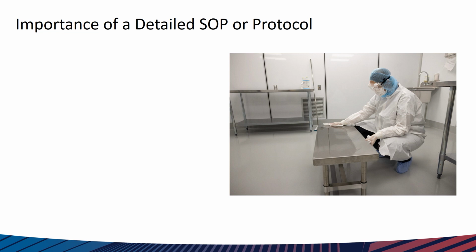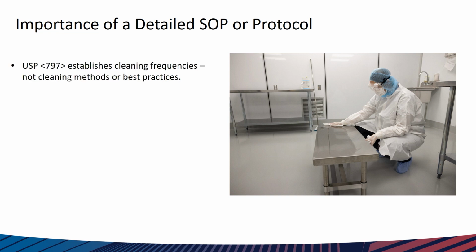When we talk about the importance of having a detailed SOP or protocol, you really want to be, I say, overly prescriptive when you're describing these tasks. USP 797 only establishes cleaning frequencies, tells us how often we need to clean. It does talk about general principles of cleanest to dirtiest, but it doesn't actually tell us how to clean a wall, what's the best way to clean a floor, and you want to add that into your protocol.